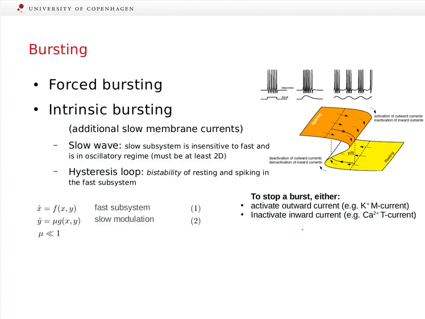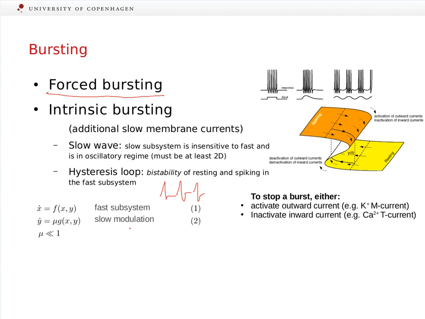Now, this leads us to natural bursting, or neurons that tend to fire in batches of spikes, or bursts of spikes. So previously we just saw a forced bursting when we modulated the applied current, but then there is of course an intrinsic bursting, and quite often we can separate the neuron into two subsystems: a fast or spiking subsystem that explains the actual action potentials, and a slow subsystem which modulates or drives this fast subsystem through bifurcations.